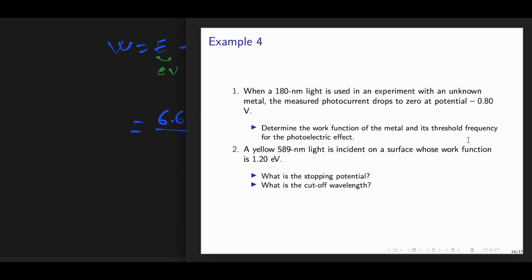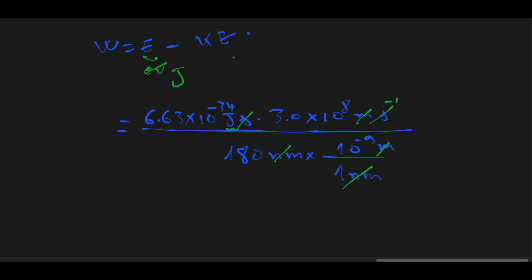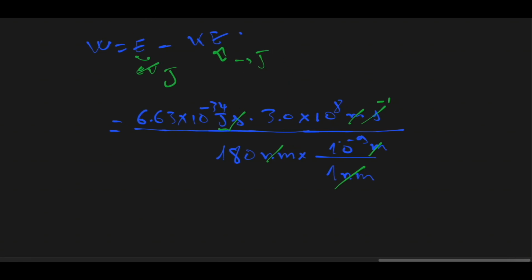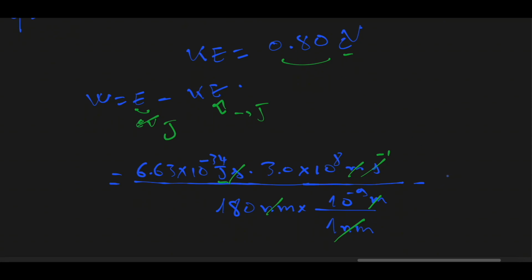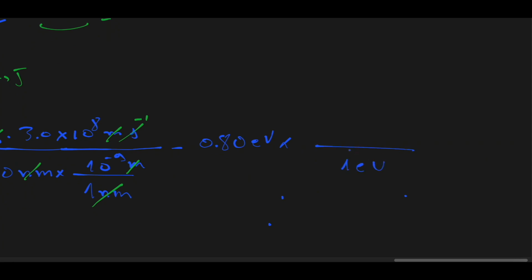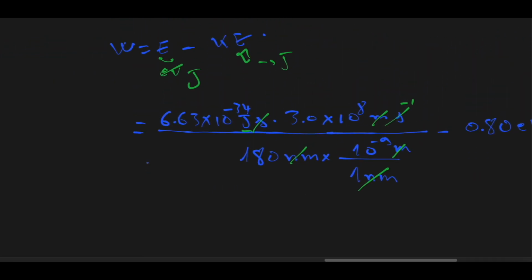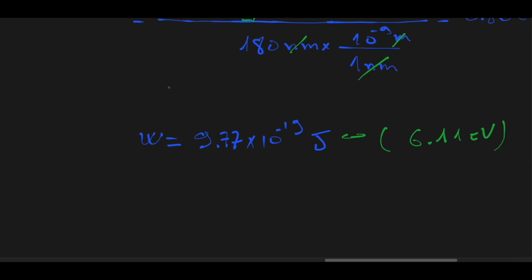And because we are asked after that to determine the threshold frequency, it's better to leave this part in joule and to convert the kinetic energy to joule. So minus the kinetic energy that was found, 0.8 electron volt, times, we know that 1 electron volt is equal to 1.6 times 10 to the negative 19 joule. And here the value of the work function in joule is equal to 9.77 times 10 to the negative 19 joule. Its equivalent in electron volt is equal to 6.11 electron volt.